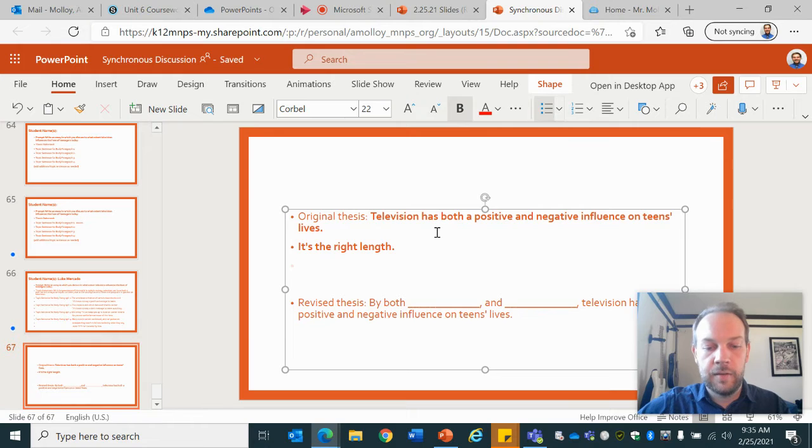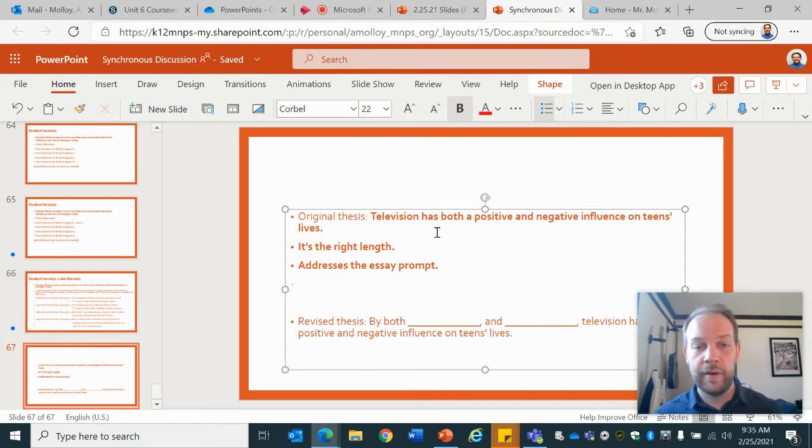This thesis statement addresses the essay prompt, so it's on topic. It directly addresses to what extent television impacts and influences teens today. And so it does both of those things. What this thesis statement could be is more specific. So this thesis needs added specificity.